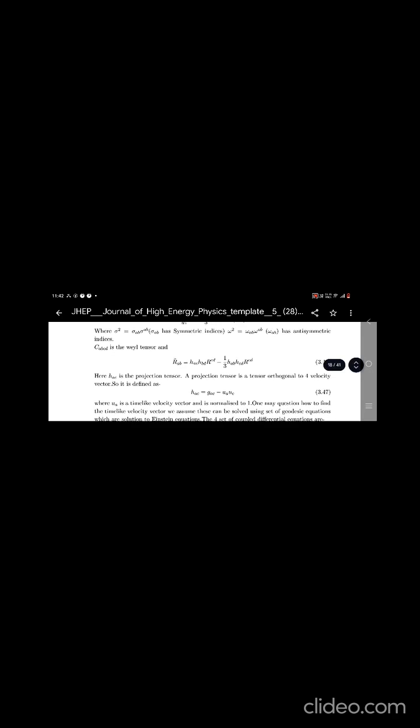So 3.43 is the same equation. 3.44 is the equation for the shear. The last term is R tilde AB, not RAB. And this is the equation for the vorticity. Sigma AB is a symmetric tensor. Sigma square is the norm square of sigma AB, and omega square is norm square of omega AB. CABCD is the Weyl tensor, and R tilde AB is this, as suggested in equation 3.46.